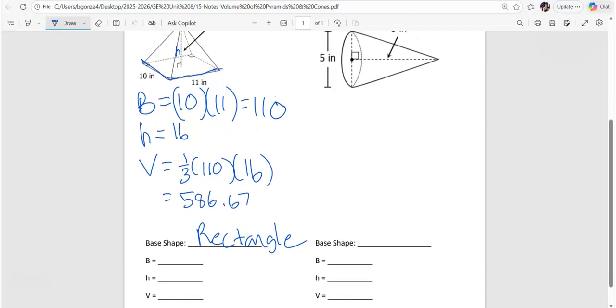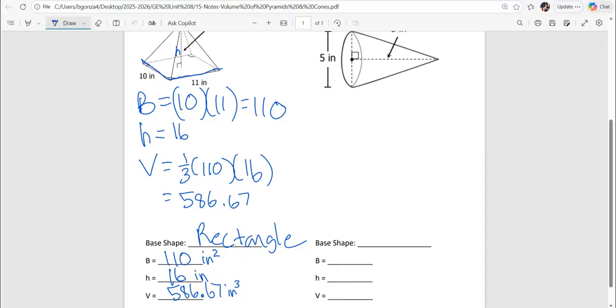So, let's put those answers down here. Big B, we found, was 110 inches squared. Areas are squared, right? The height is a distance or a length, so it's just going to be 16 inches, regular inches. And then the volume we found, 586.67, is going to be in inches cubed. Okay. Find the area of the base times the height. Don't forget the 1/3 for pyramid.